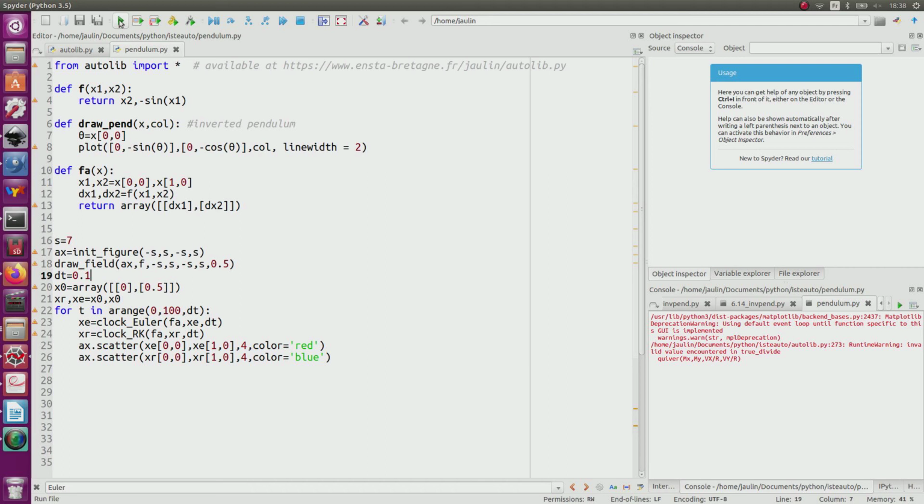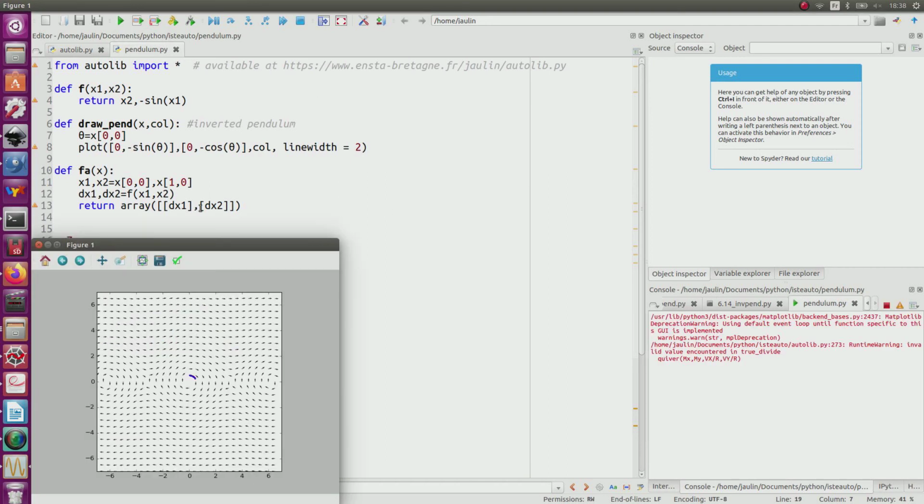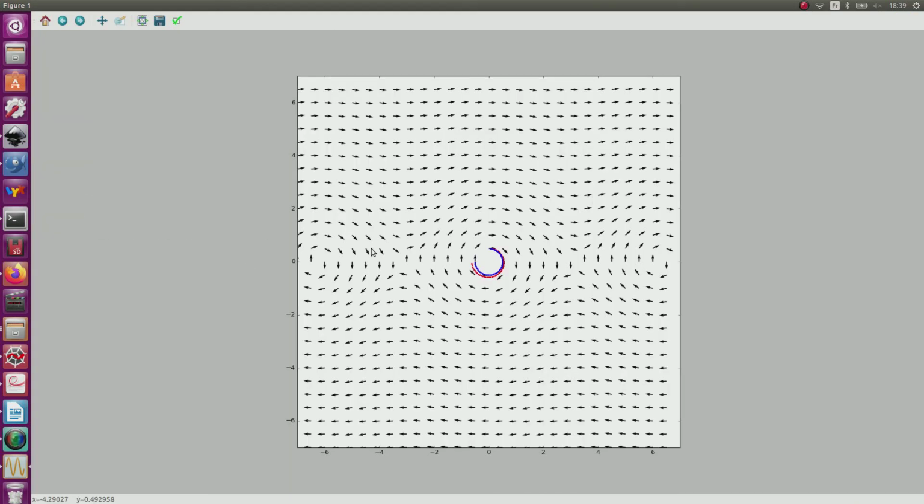I run my program, and I can see the two trajectories, the blue with the Runge-Kutta and the red with Euler. We can see that the Runge-Kutta is rotating and does not take energy, which is more consistent with reality. For the Euler method, we can see that, as often happens, it takes some energy, and since we have no friction, it takes more and more, as we have seen previously.